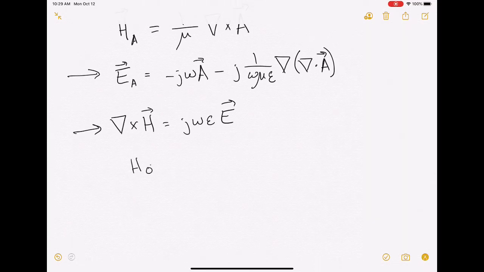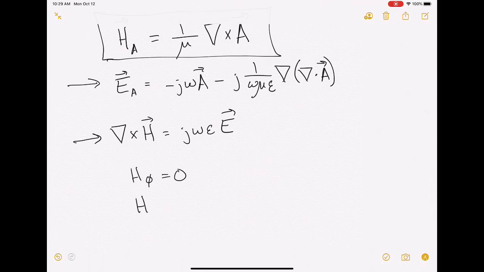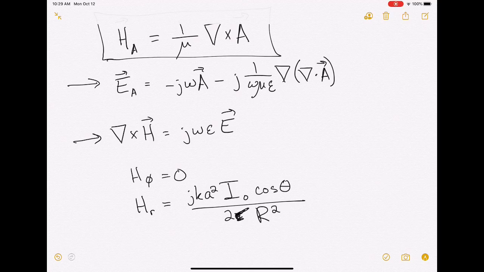What you get after you do that is these are the fields. First, H phi equals 0, which makes sense because since H is the curl of A, H has to be perpendicular to A, and A is phi directed, so there should be no phi component of H. So far so good. Next, we have H r, which is j k a squared, that's the radius of the loop, remember, I naught cosine theta over 2 pi r squared.